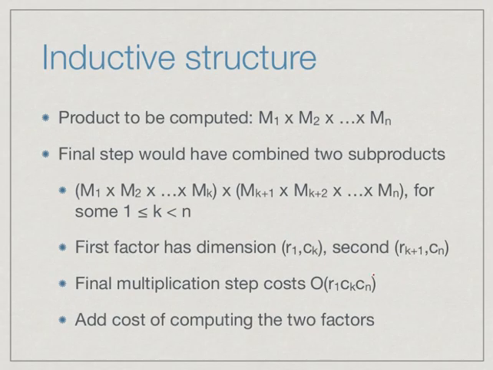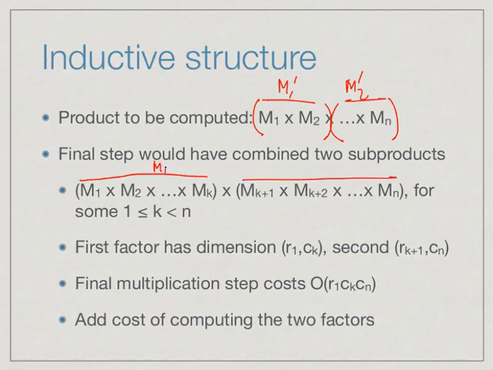So what is the inductive structure? Finally, when we do this, remember we can only do two at a time. So at the end, we must end with a multiplication which involves some group multiplied by some group. I must have this whole thing corresponding to some M1 prime, and this whole thing corresponding to M2 prime, and I'm finally multiplying M1 prime by M2 prime. In other words, M1 prime is, for some k, from M1 all the way up to Mk, and M2 prime is from k plus 1 up to n. So this is my M1 prime, and this is my M2 prime.